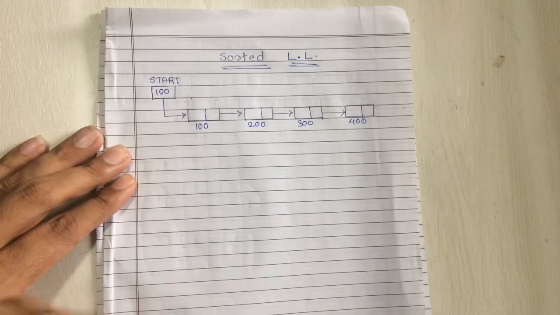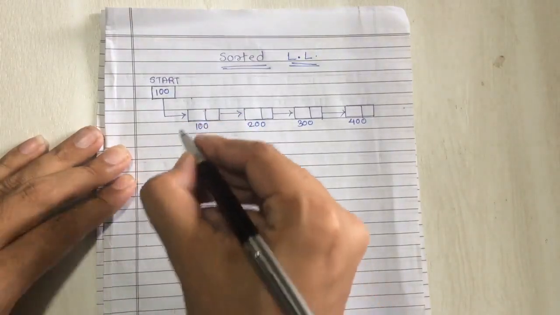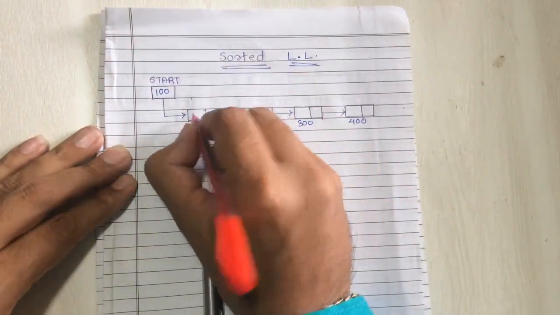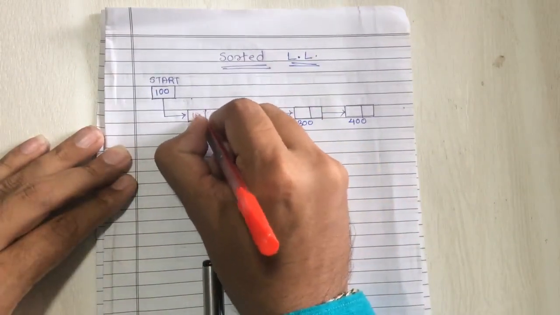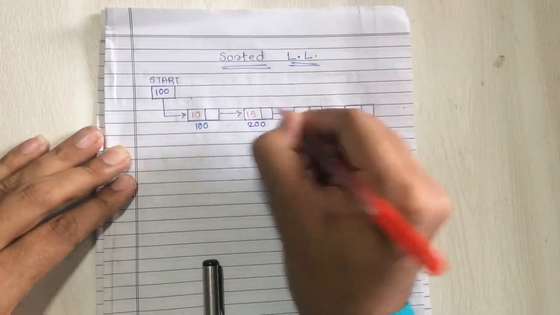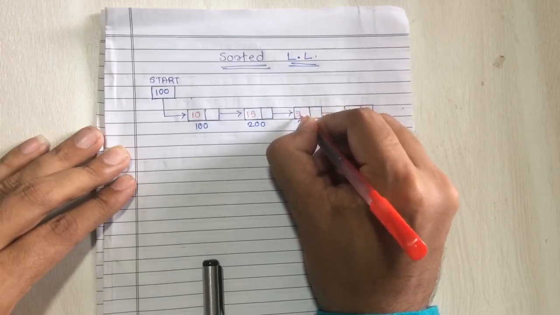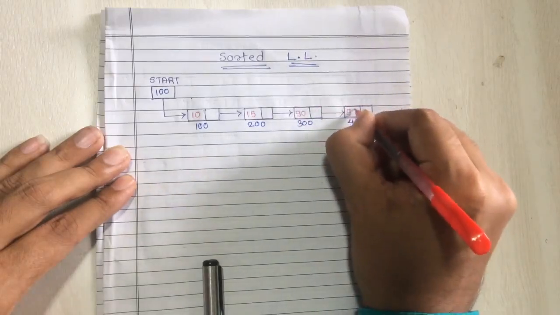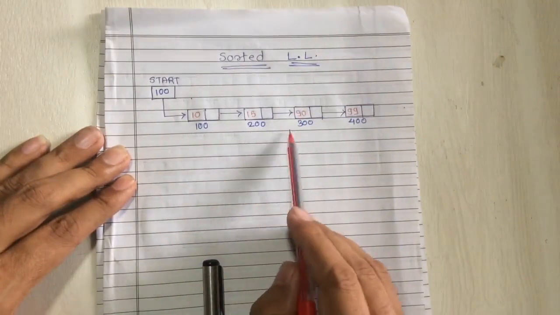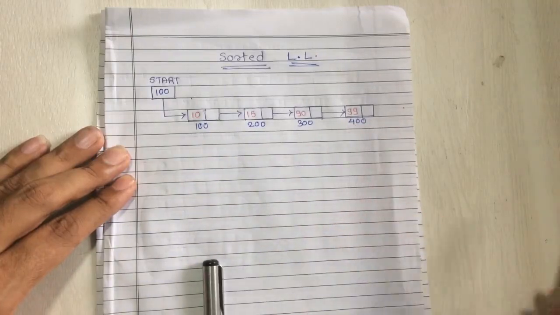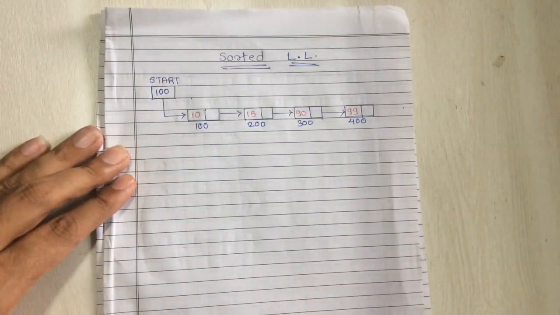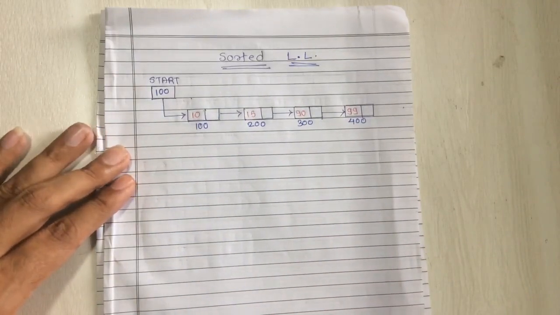Here in this case I will write the elements. I will use the red pen. So this is the first element, 10, 15, 90 and 99. These are the 4 elements. As I said, it is sorted. I have arranged these elements in increasing order.